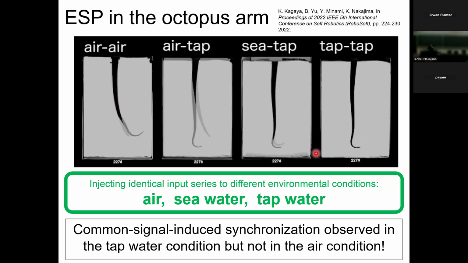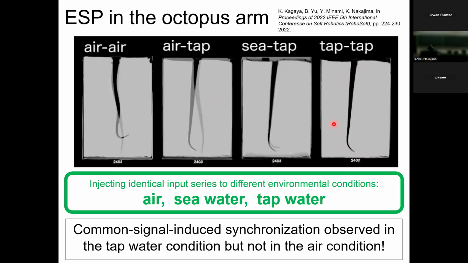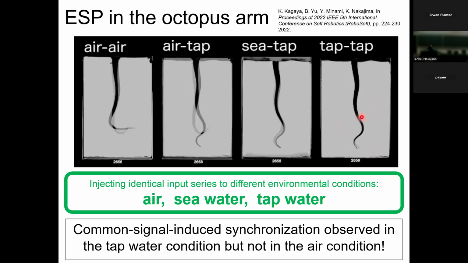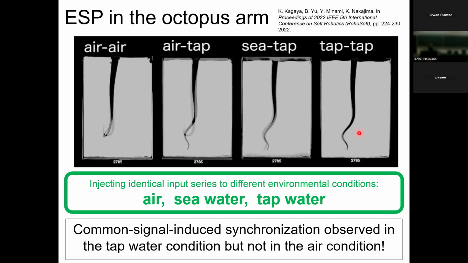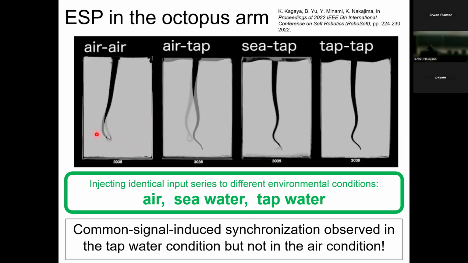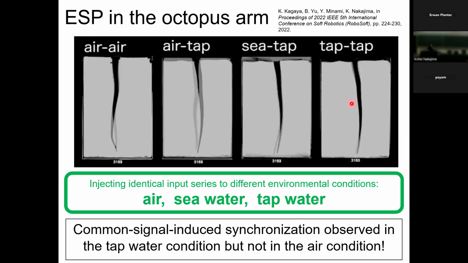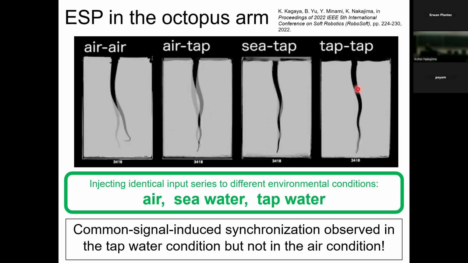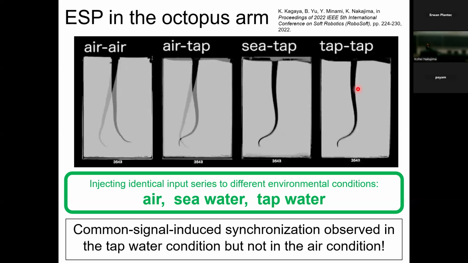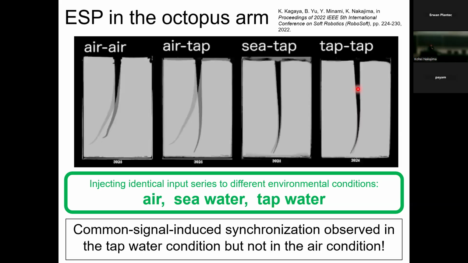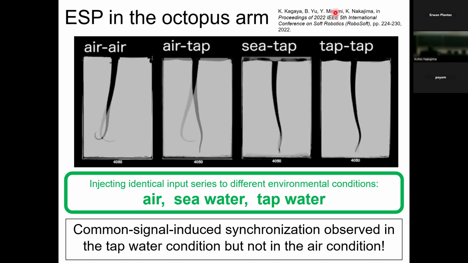However, if you use the tap water environment, as we saw in the first slide, it shows a nice synchronization. The two videos are now overlapped. As you can see, this one is not synchronized, but this one is synchronized. So we can say that our octopus arm only works in the water environment. If you vibrate it in the air, although it seems to have very complicated dynamics, it does not perform reliable computation. Please check this paper for details.